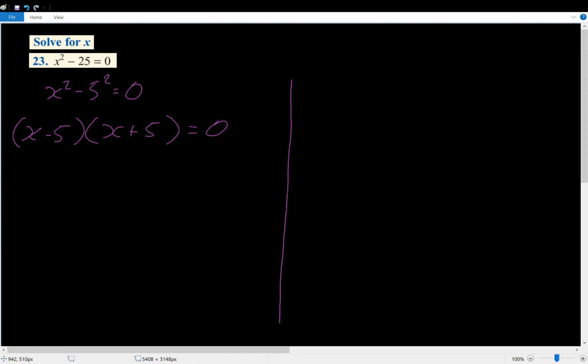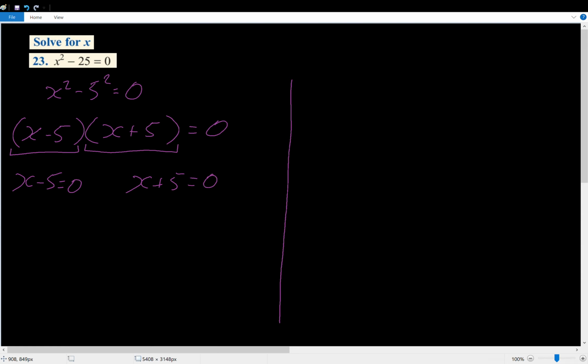Now when we get a situation like this where we have one term multiplied by another term and it's equal to 0, it means that one or both of these things is equal to 0. And what we typically do in this situation is we set them both equal to 0 and we solve from there. So we're going to take the first bracket and we're going to say x minus 5 is equal to 0. We'll take the second and we'll say that x plus 5 is equal to 0.